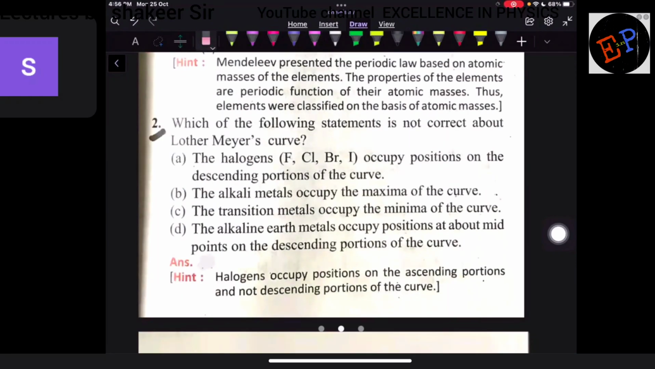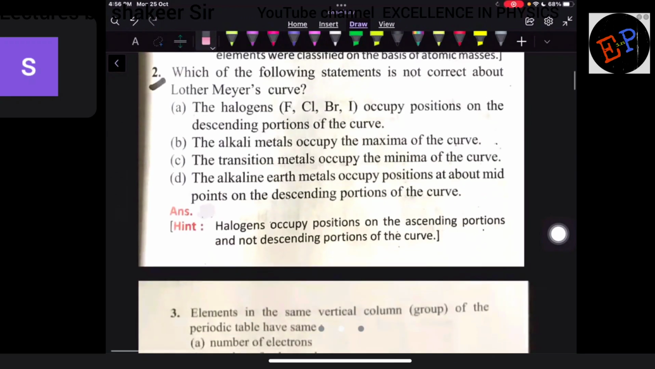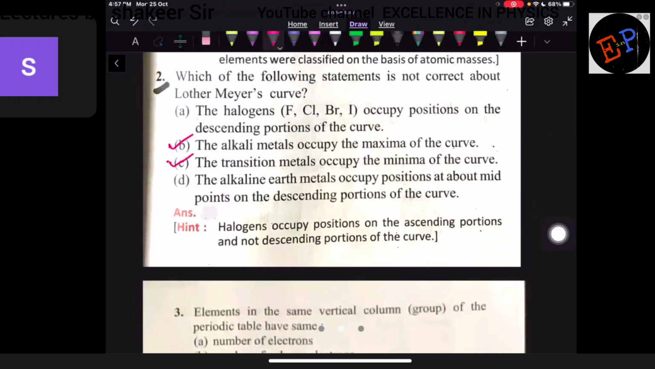Okay. So which of the following statements is not correct about Lothar Meyer's curve? See the options. Halogens occupy positions on the descending portions of the curve. Alkali metals occupy the maxima of the curve. Clear? So alkali metals occupy the maxima only, no? So the second statement is definitely correct. And what are the elements present at the base of the Lothar Meyer's curve? Transition elements. So definitely option C is also correct.